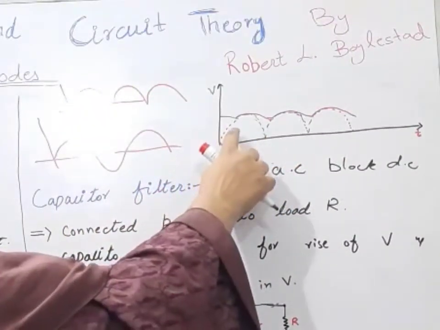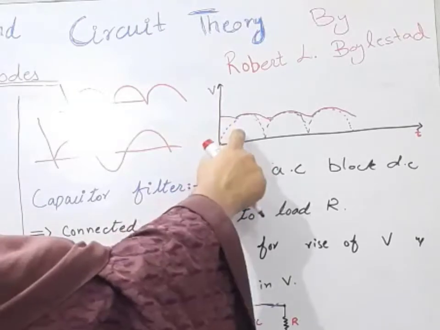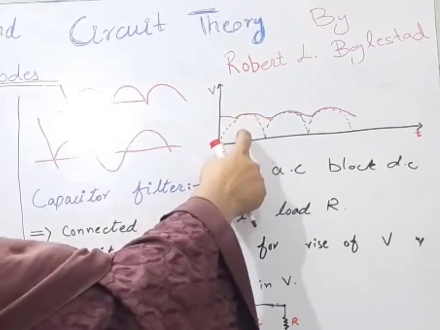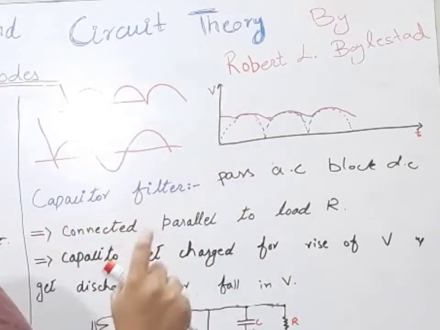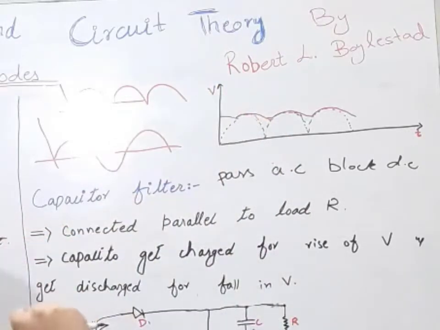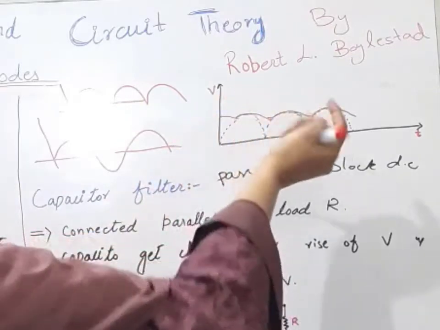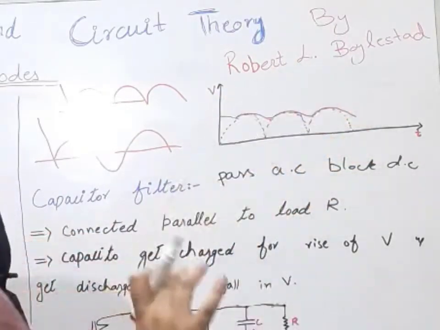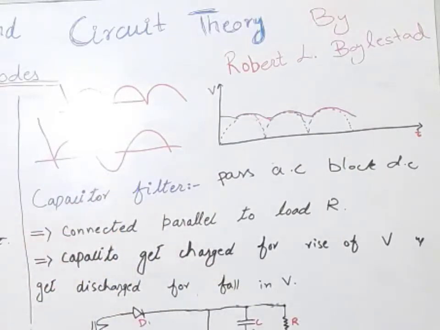This dotted blue line indicates the rectifier output and the red line indicates the filter output. After the filter we will get the DC component, and this DC component will also contain some ripples, a very small amount of AC components.